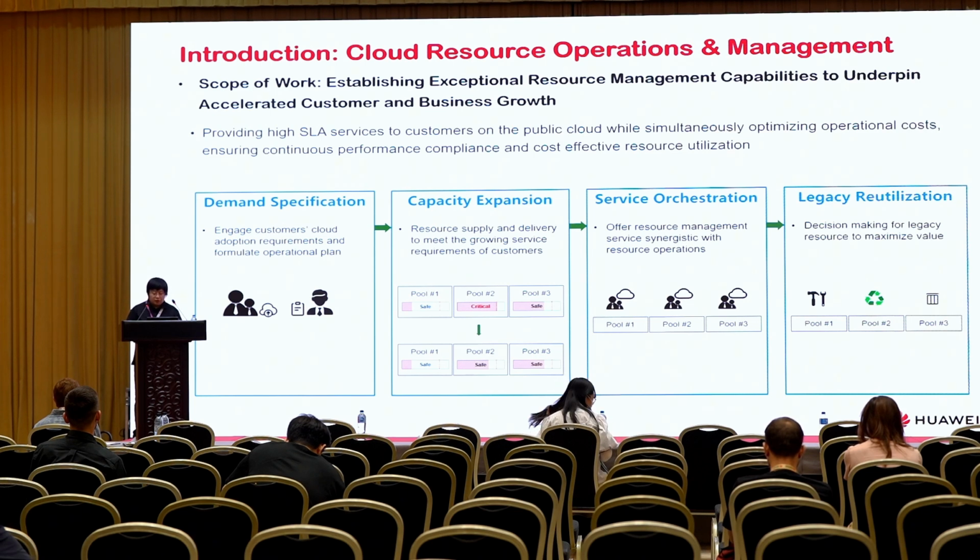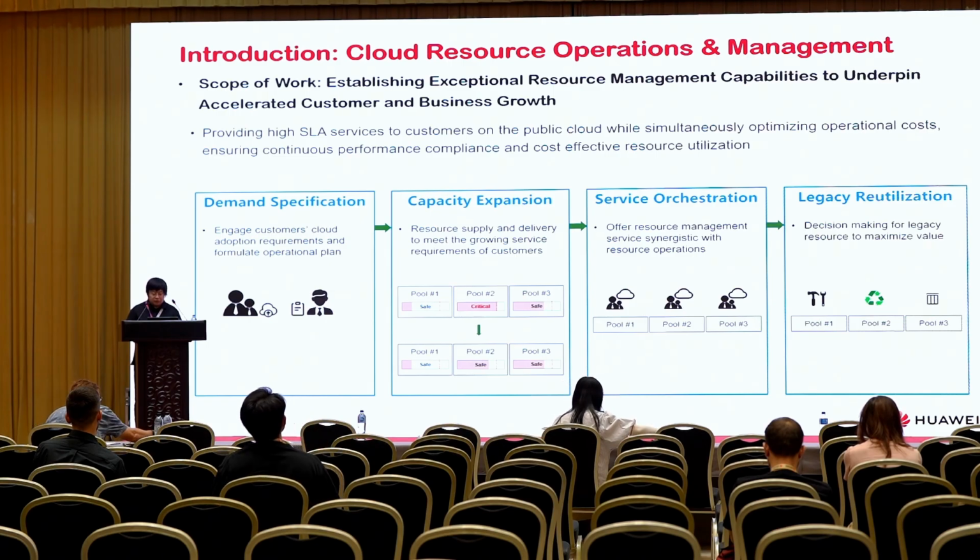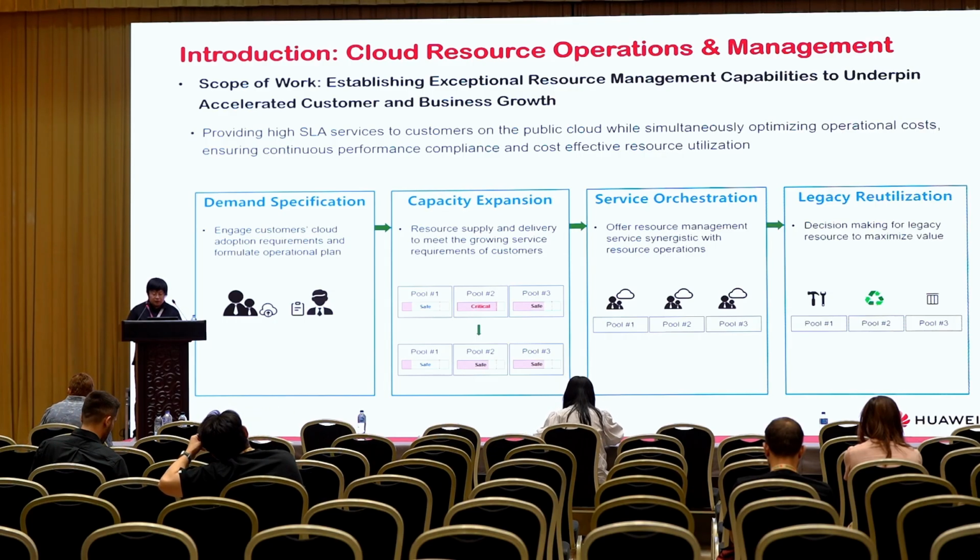And finally, as cloud infrastructure evolves, organizations frequently encounter underutilized or retired legacy on-premise servers that still hold residual value. The legacy reutilization phase focuses on decisions that assess cost-benefit trade-offs to determine whether and how to dispose of them to maximize their residual value within the evolving cloud ecosystem. There are three distinct pathways: promotion, recuperation, and decommissioning.